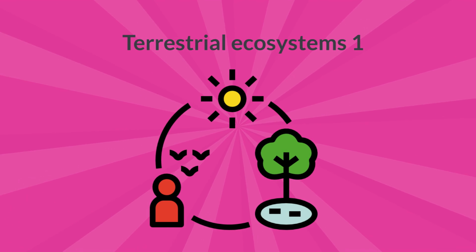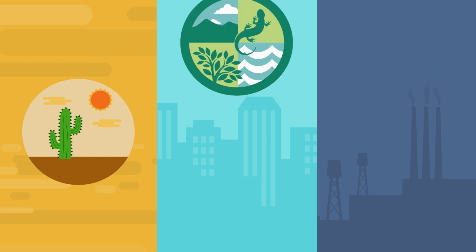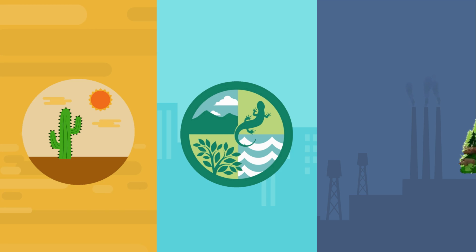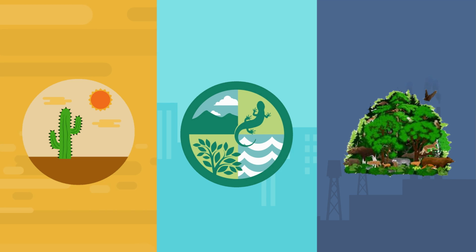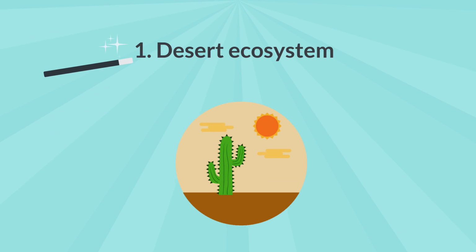Terrestrial ecosystems. 1. Desert ecosystem. 2. Forest ecosystem. 3. Taiga ecosystems. 1. Desert ecosystem.